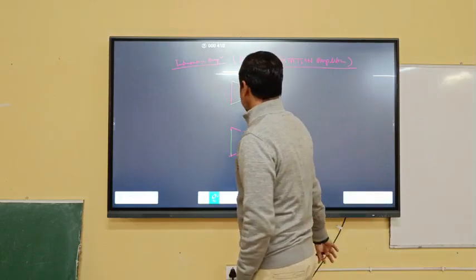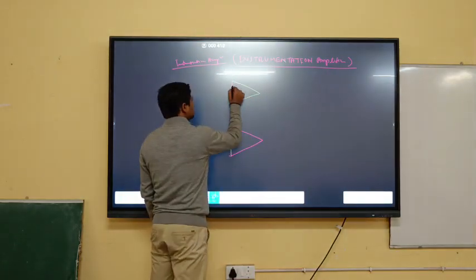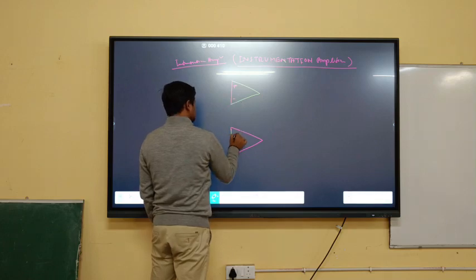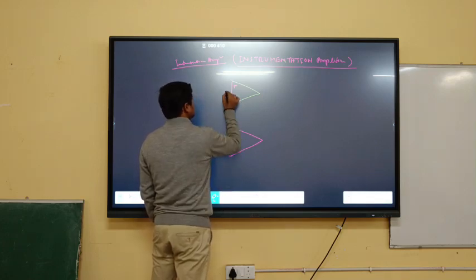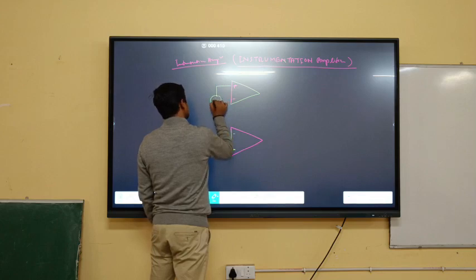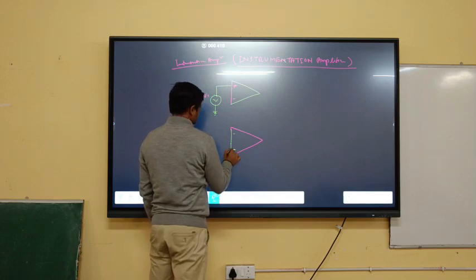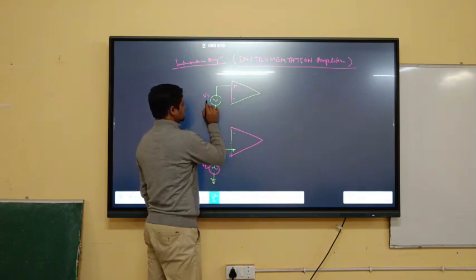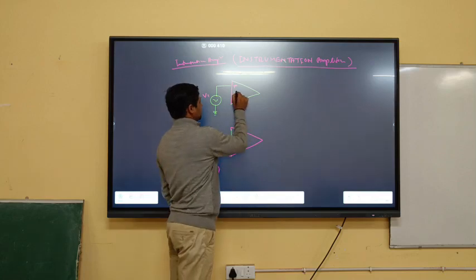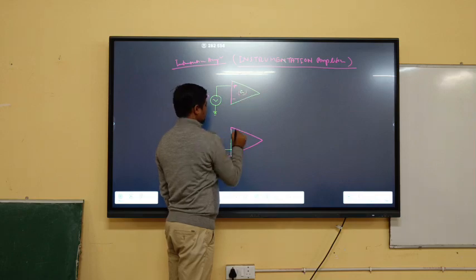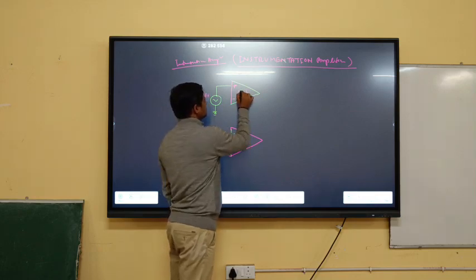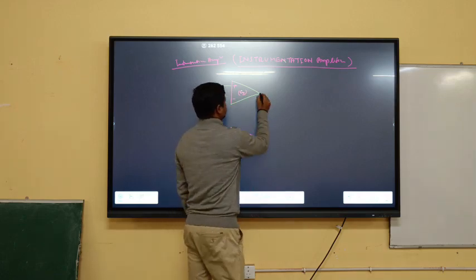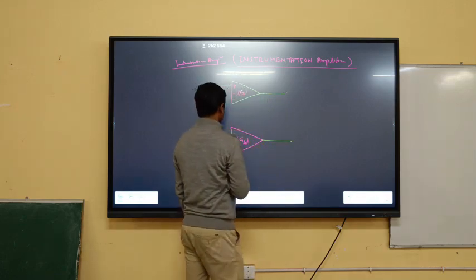For the sake of simplicity, obviously non-inverting is easy to calculate. But here I would suggest that purposely you take non-inverting. I am assuming this one V1, this one V2. Okay? This is amplifier G1, G2. Okay. So this I got here. So that is my output.